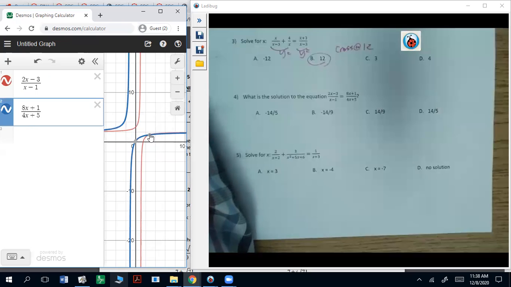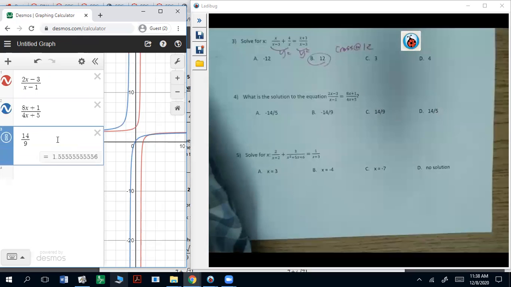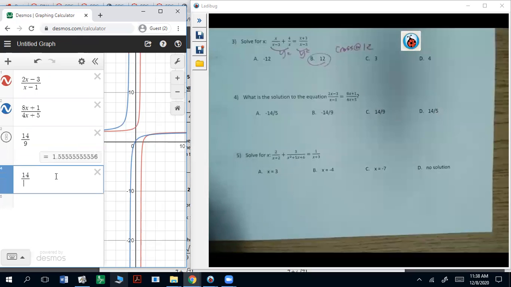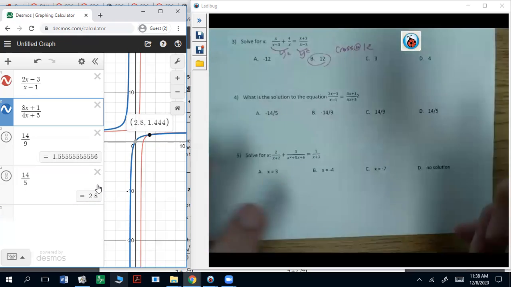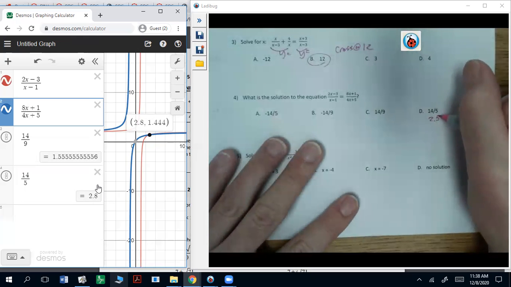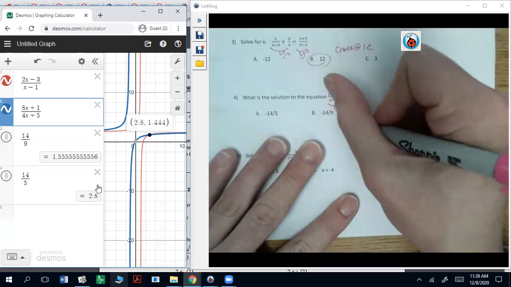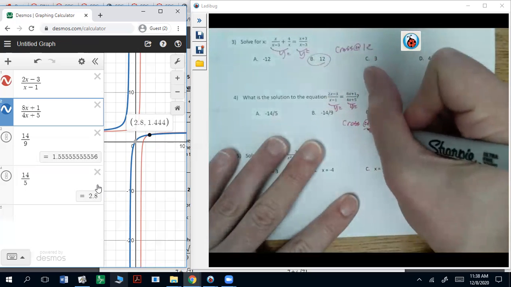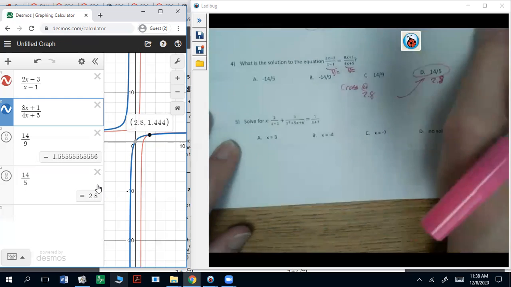Looks like these cross at 2.8. So that's a positive value. So one of those is 2.8, 14 divided by 9, or 14 divided by 5. And as you can see, 2.8 is 14 divided by 5. So they cross at 2.8, which is 14 over 5. Again, just want the x values when you're doing these.